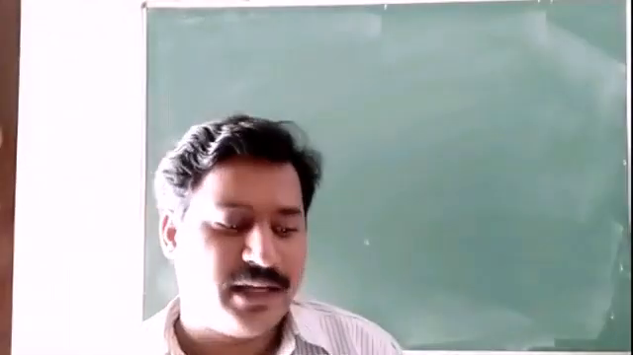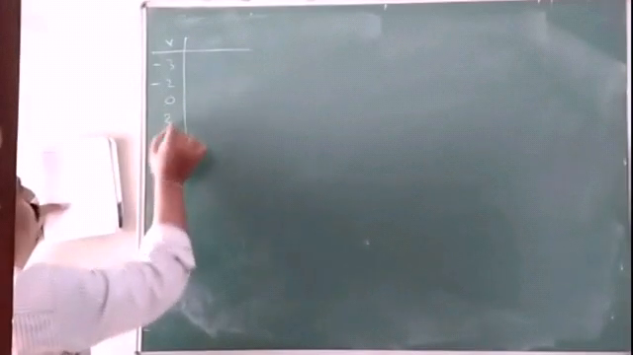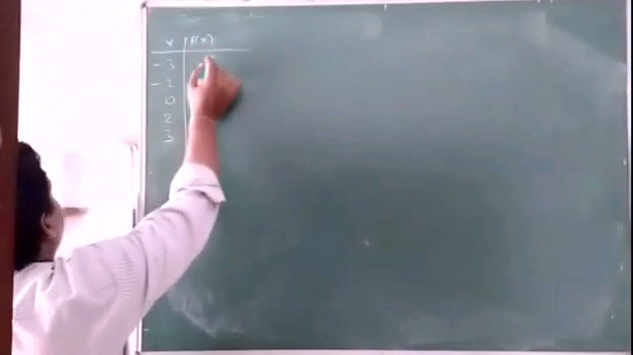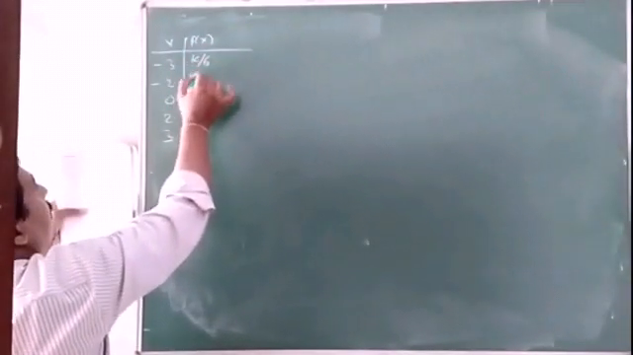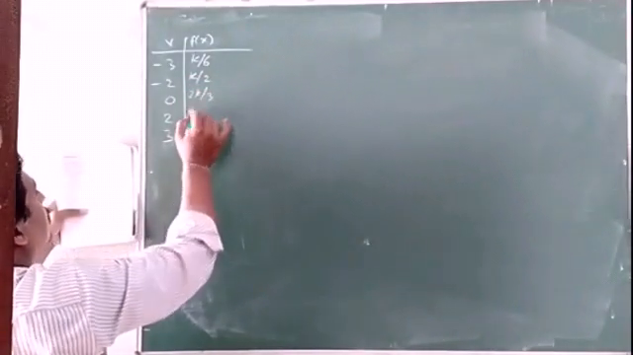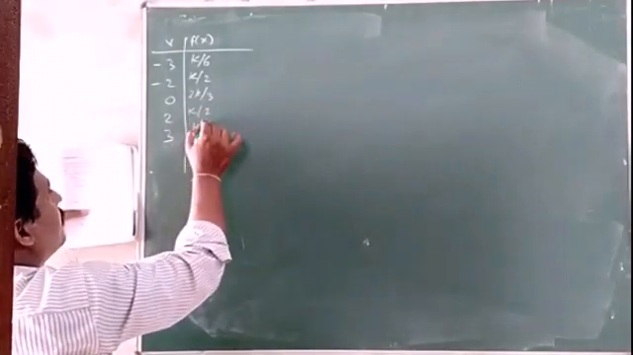So find k, mean and variance of the following distribution. So x values are -3, -2, 0, 2, 3. And p of x is equal to k divided by 6, k divided by 2, 2k divided by 3, k divided by 2, and k divided by 6.